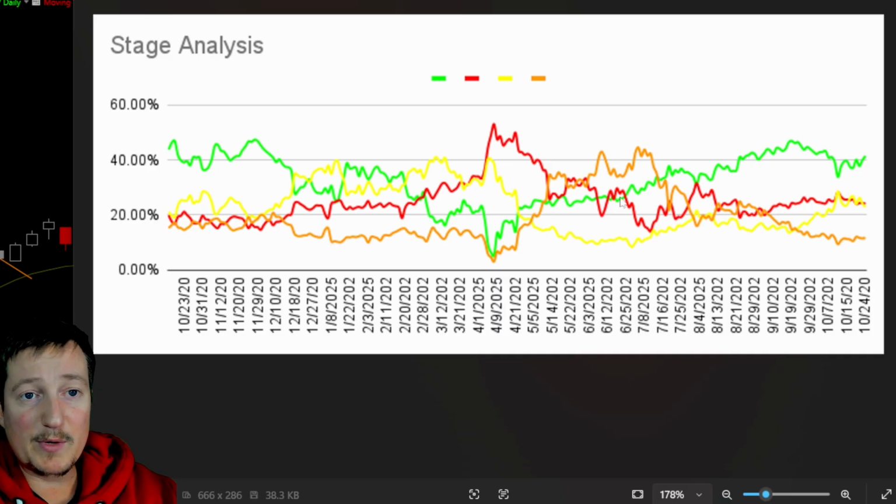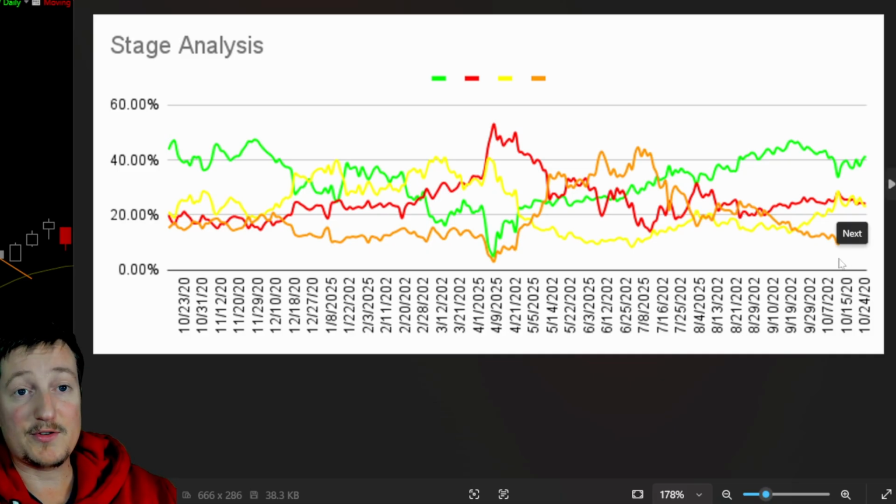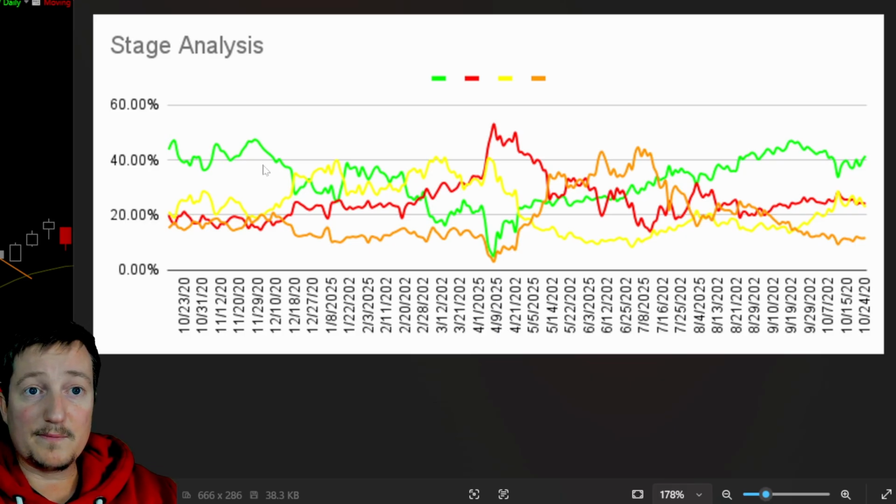As you can see, the green line is stage two stocks, or stocks in uptrends. The red line is stocks in downtrends. The yellow line is stocks that are going sideways, not necessarily in uptrends. And the orange line is stocks that are not necessarily in downtrends. They're going sideways after a downtrend. This is data going back 1 year, okay, so 252 trading days.